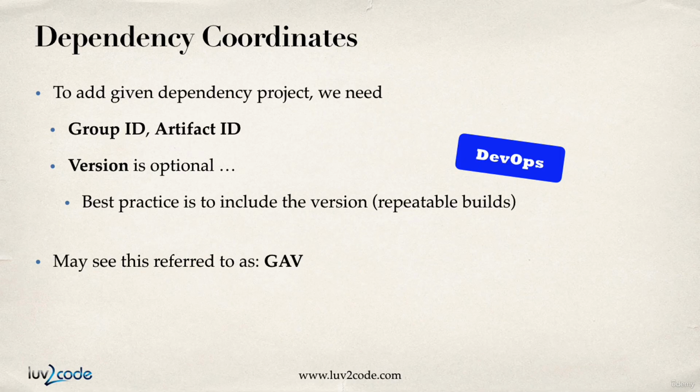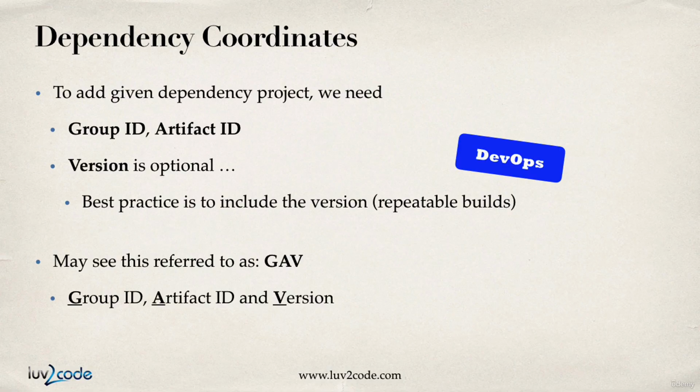And also, you may see this referred to as GAV or GAV. So that basically means group ID, artifact ID, version. Now, you may see documentation where they'll say, hey, what's your GAV? Or you may hear other Java developers say, hey, what's the GAV for the project? So you may hear this nomenclature, but again, it's basically just a little acronym for group ID, artifact ID, and version.